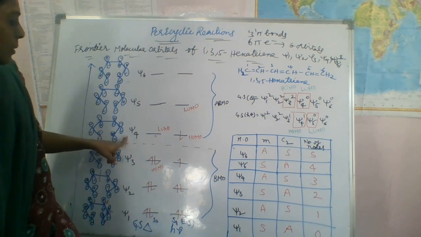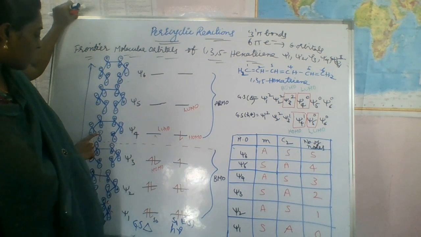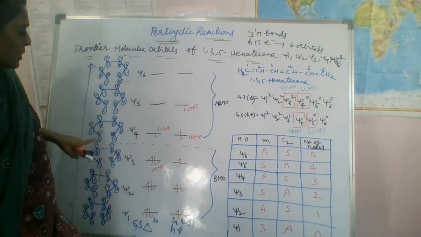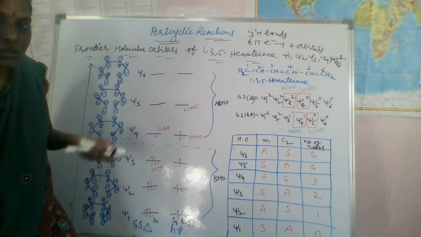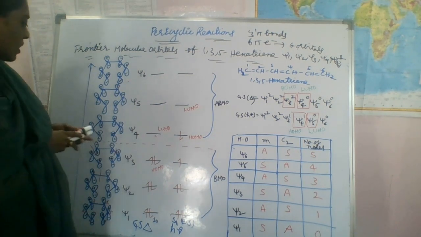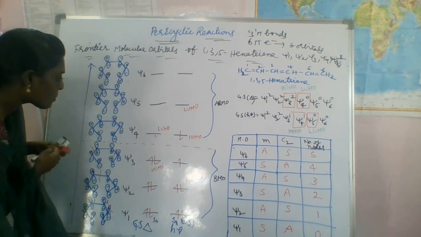What about the psi 4 orbital? If you see here, these are the lobes, plus and minus, plus and minus. I want to put it like this. How many nodes are present in this psi 4 orbital? If you see here, plus and minus is there, so here one node is present.